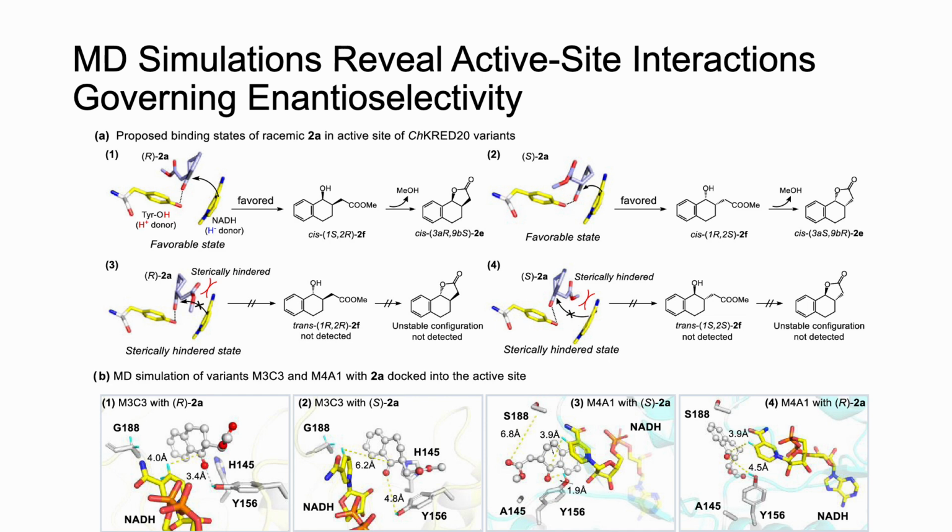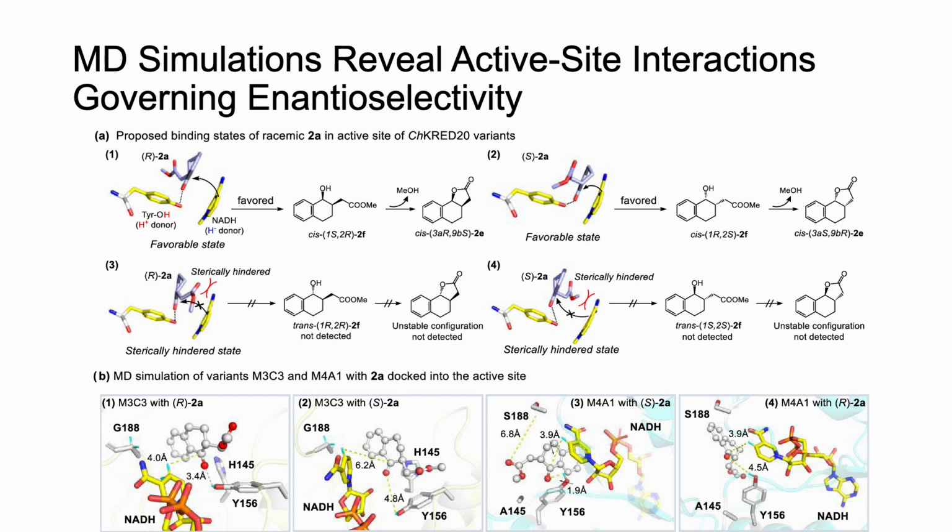And in Figure 2B, B2, when M333 binds to S2A, the substrate is 4.8 away from the hydrogen donors, which is not favorable for reduction. And in Figure B3, M4A1 pairs with S2A at a very short distance. It's only 1.9, showing an optimal catalytic conformation.